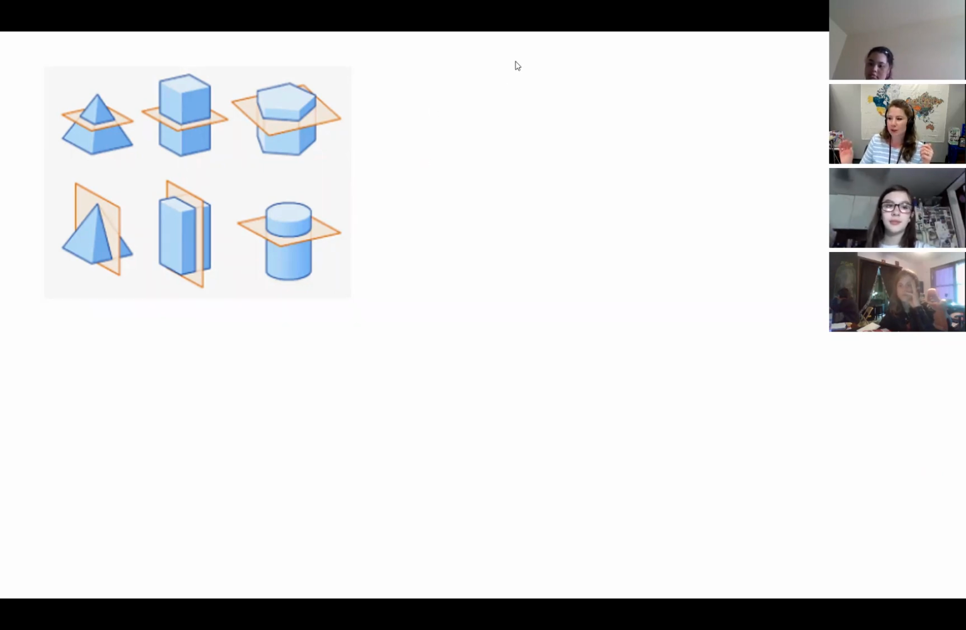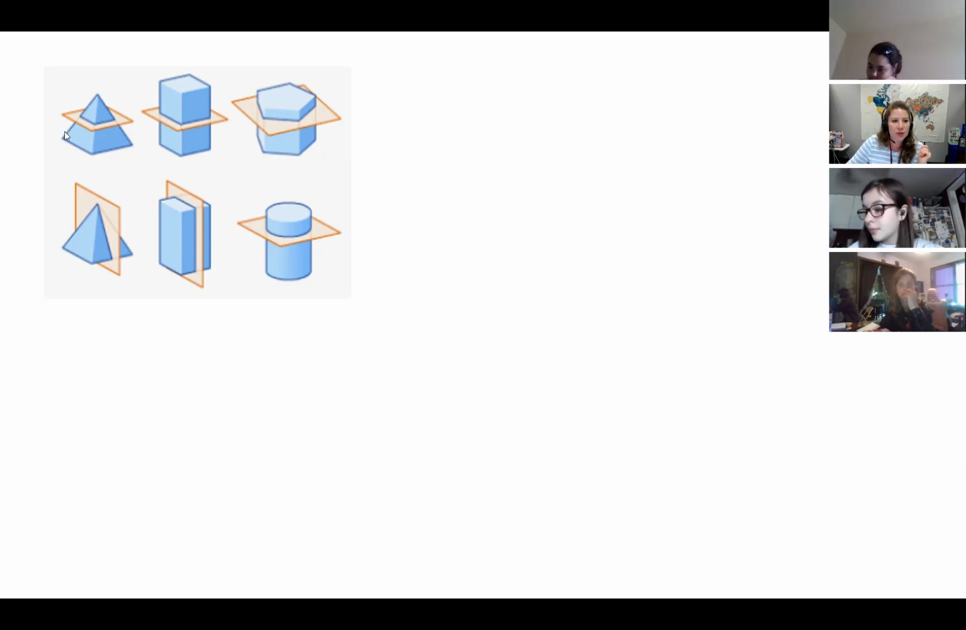All right, so Helena, what we're talking about is cross section. If you have a three-dimensional figure and you cut it, we're going to either cut it parallel to its base, so I'm cutting it this way, or I'm going to cut it perpendicular to its base, right? What does the word perpendicular mean? Two perpendicular lines form 90-degree angles, right? So when I say I'm going to cut it perpendicular to its base, I'm talking about a vertical cut.